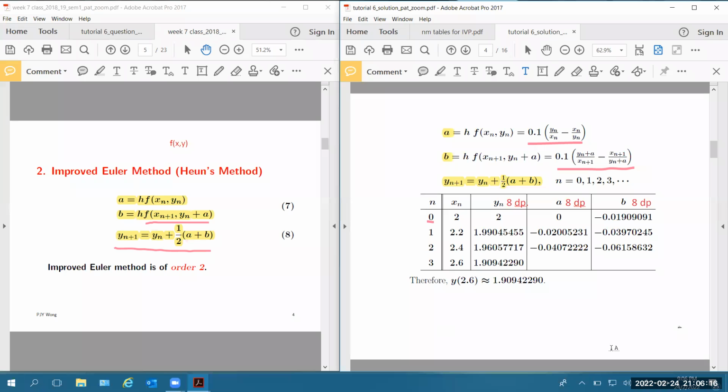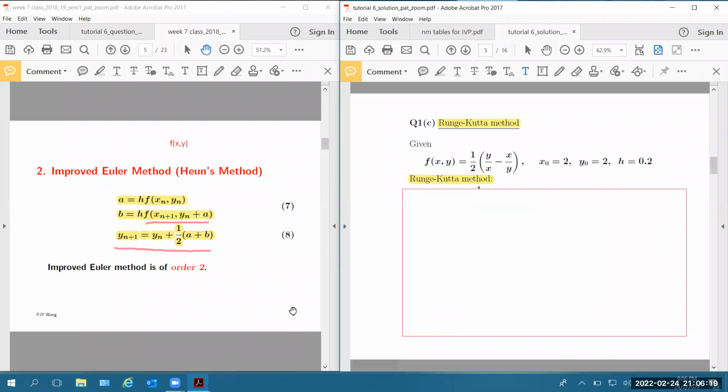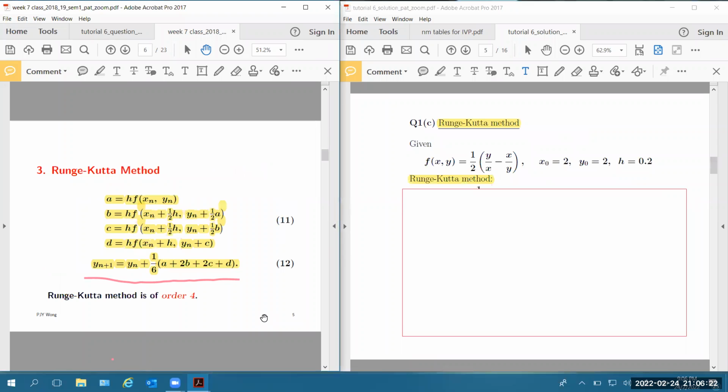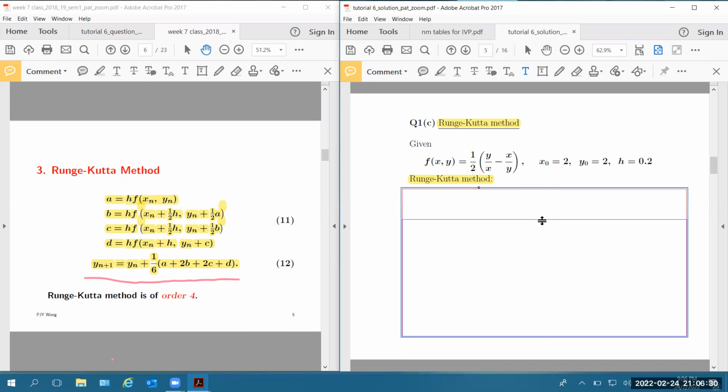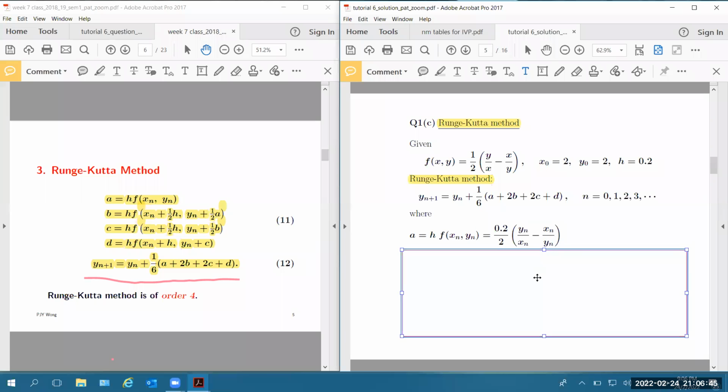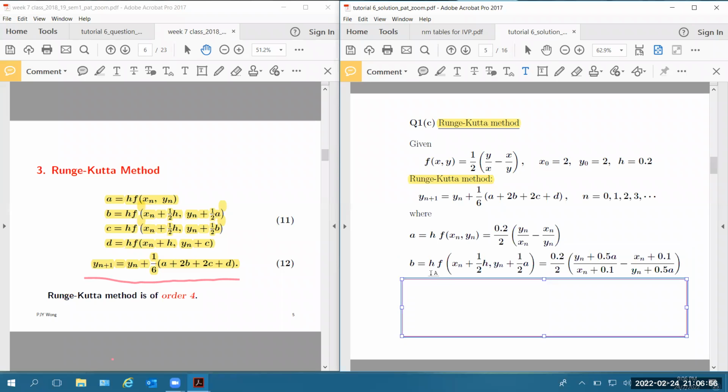All right, let's now go to the Runge-Kutta method. Of course, it's longer for us to write down. First we write down how we get to the next y. Then you see you got all this A, B, C, D. The A, B, C, D, you have to write following this, and we need to write explicitly. This is our A. This A is actually the same as the improved Euler method. The formula is the same. The B is different.